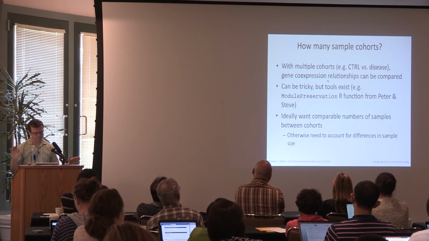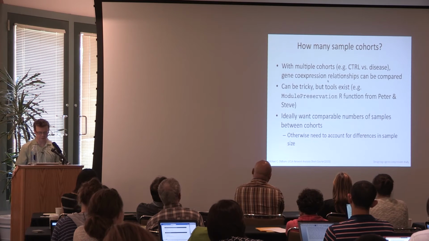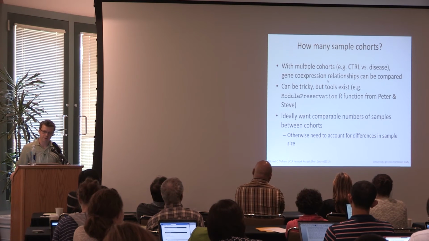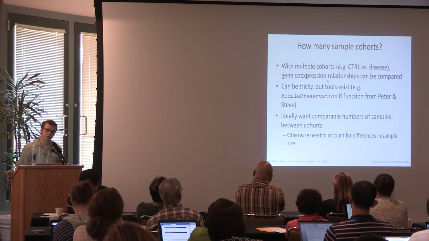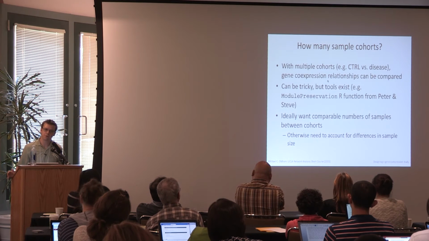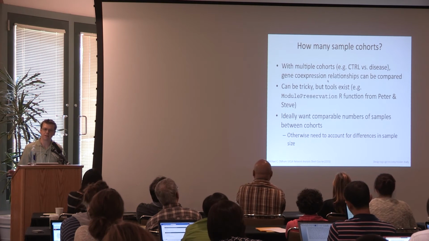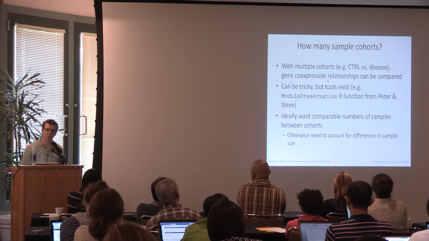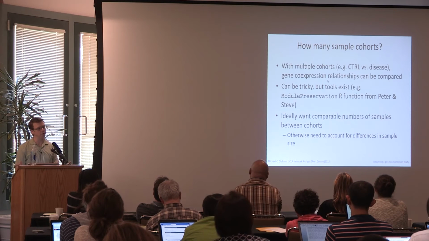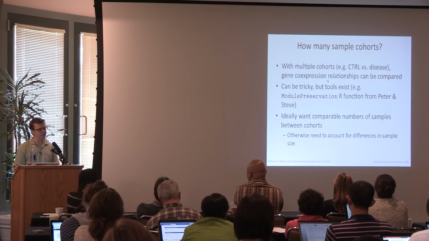So Steve mentioned this a little bit earlier. This other kind of big question is, are you analyzing one biological cohort or more than one? Are you trying to do a differential network analysis or just a straight up co-expression analysis? Differential network analysis, I think, is really cool, and you can learn a lot of interesting things doing it, but it can also be a little bit tricky.